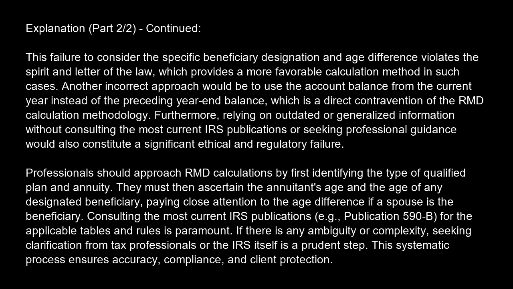Professionals should approach RMD calculations by first identifying the type of qualified plan and annuity. They must then ascertain the annuitant's age and the age of any designated beneficiary, paying close attention to the age difference if a spouse is the beneficiary. Consulting the most current IRS publications, e.g., Publication 590B, for the applicable tables and rules is paramount. If there is any ambiguity or complexity, seeking clarification from tax professionals or the IRS itself is a prudent step. This systematic process ensures accuracy, compliance, and client protection.